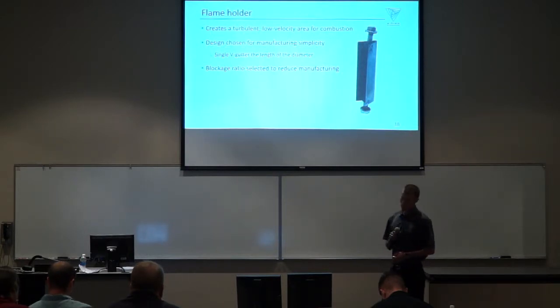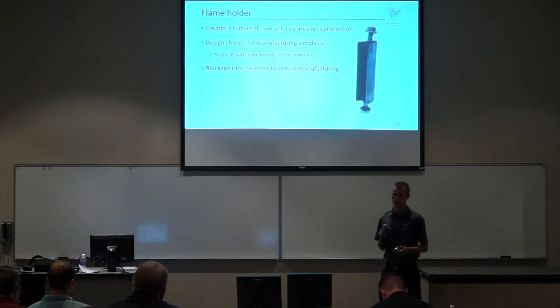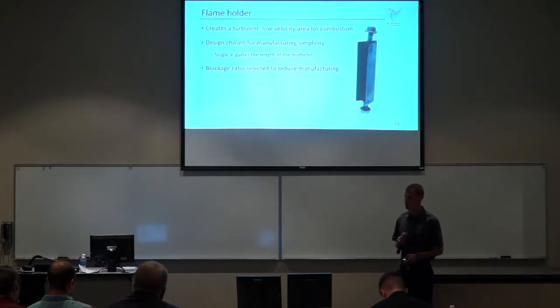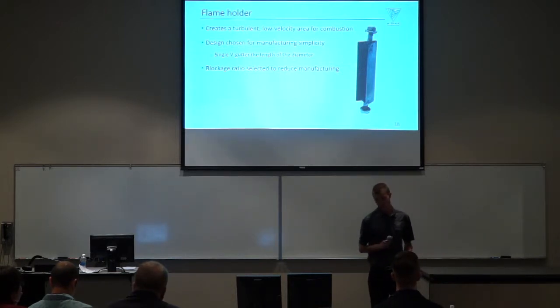The flame holder creates a turbulent, low velocity area for combustion. We designed for simplicity. We like to go with a single V-gutter that runs the length of the diameter of the afterburner rather than using rings, as this is very, very simple to manufacture. Instead of optimizing a blockage ratio to minimize length, as length was not a concern in designing the afterburner, we picked a blockage ratio that would allow us to use a single V-gutter rather than a series of rings.